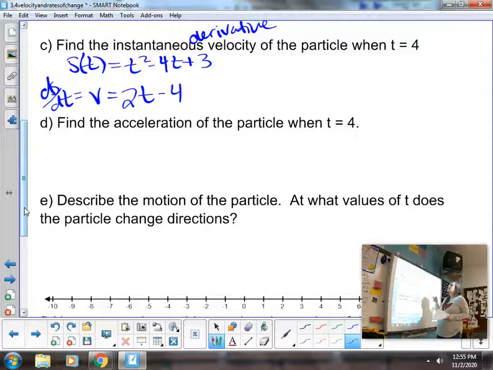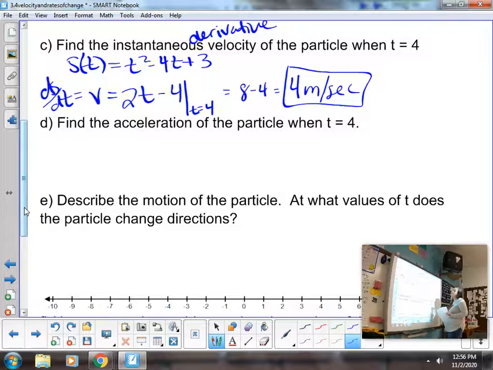So we're really comparing the average velocity with the instant velocity. So I'm letting t equal 4. That's going to be 8 minus 4, which is 4 meters per second. So you can see there that the average and the instant, they're actually quite different.